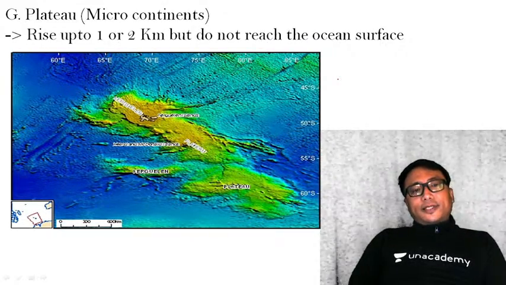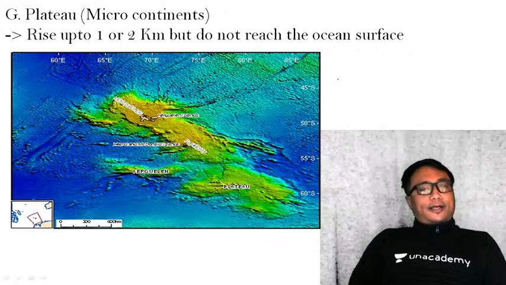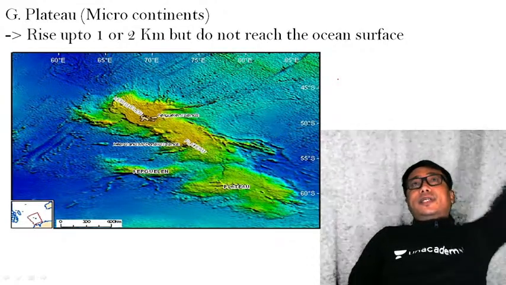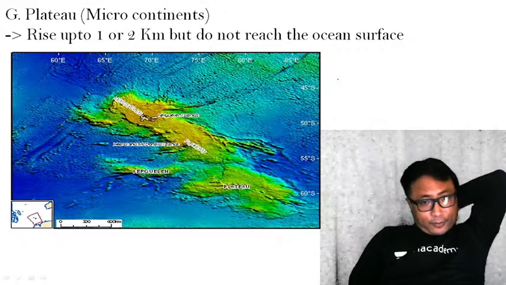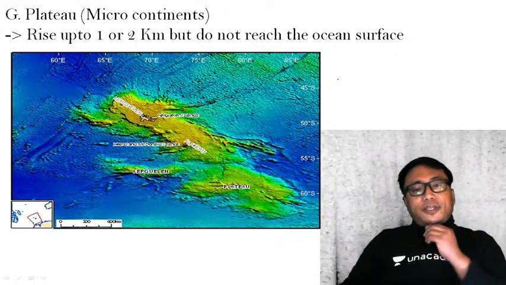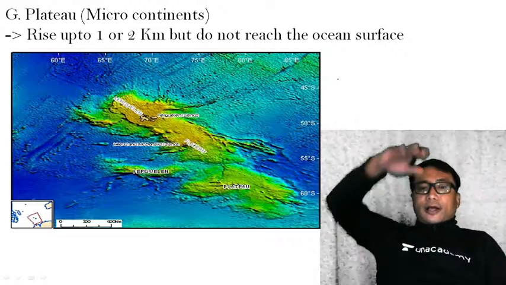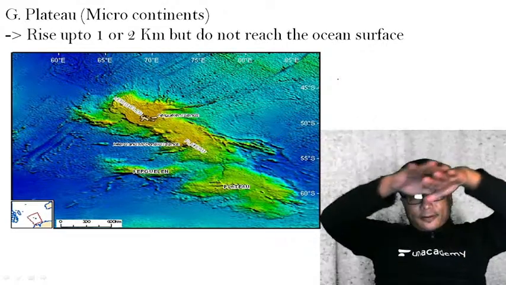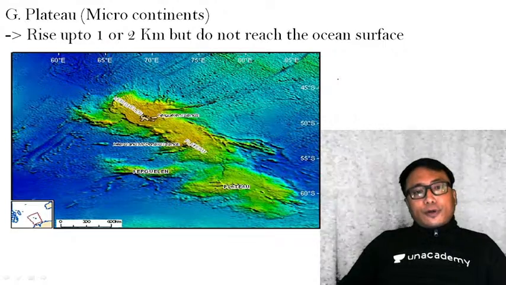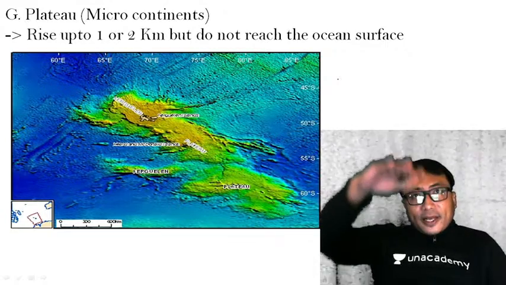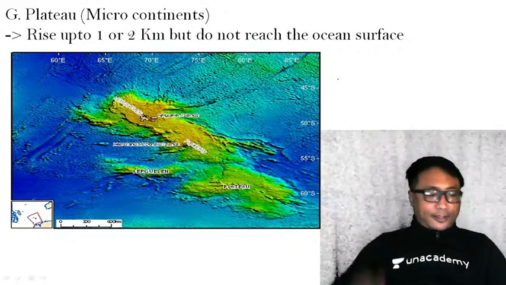The next important landform in the ocean bottom topography is the microcontinent. A microcontinent is just like a plateau in the land area. In the continental area, that is on land, we have plateaus. What is a plateau? In a very simple definition, it is a raised, upraised land.